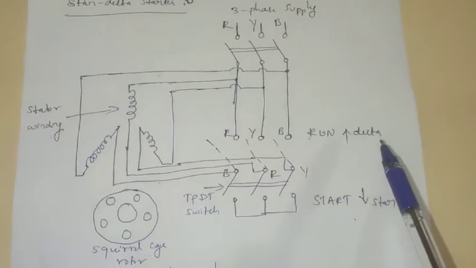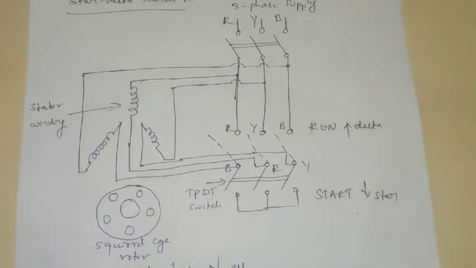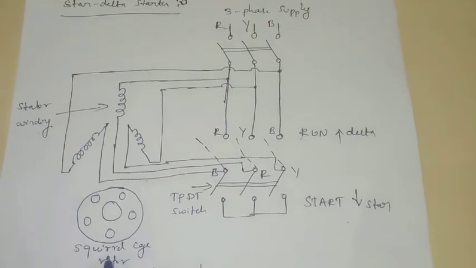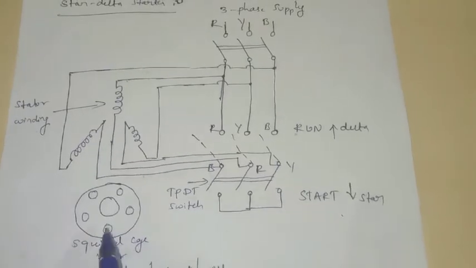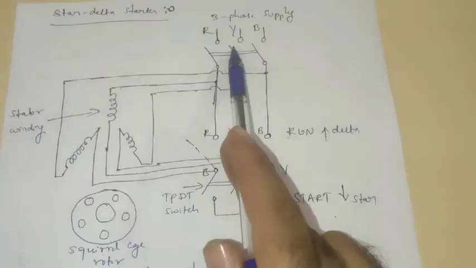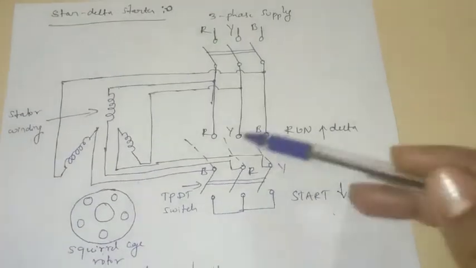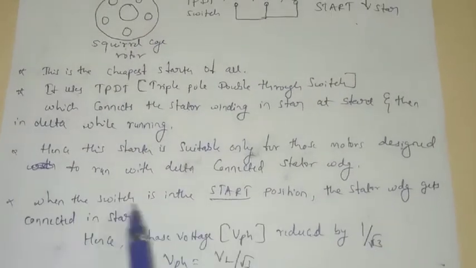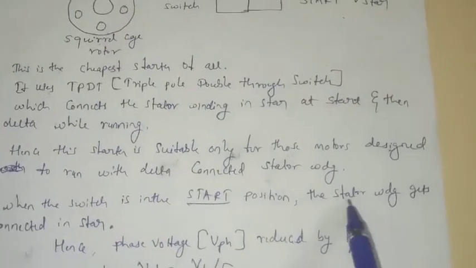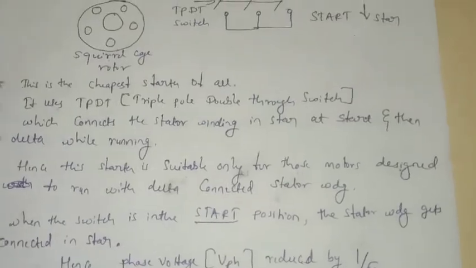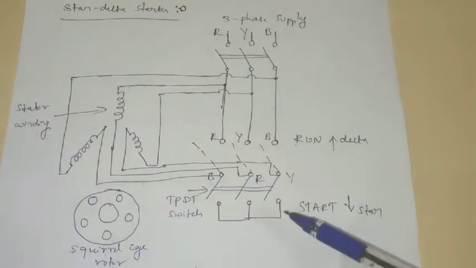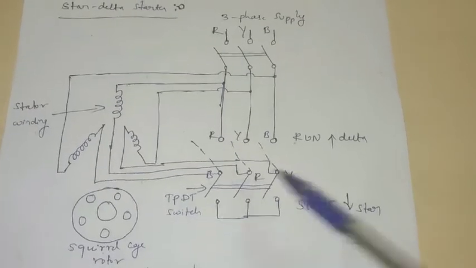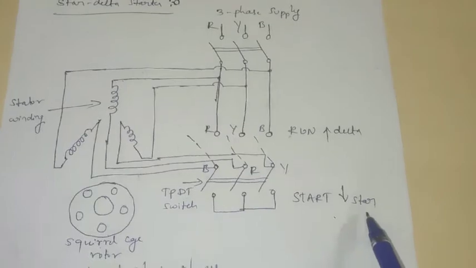So how does this star delta starter work? So this is the rotor. Normally 99% of the motors we use are squirrel cage construction type. That is the rotor, this is stator, and this is input supply, and this is the main TPDT switch. So when the switch is in the start position, the stator winding gets connected in star.